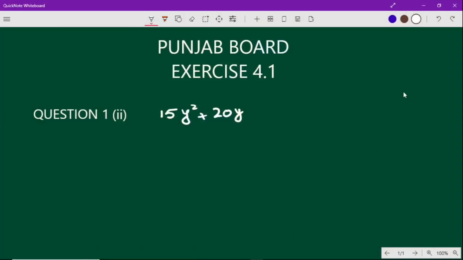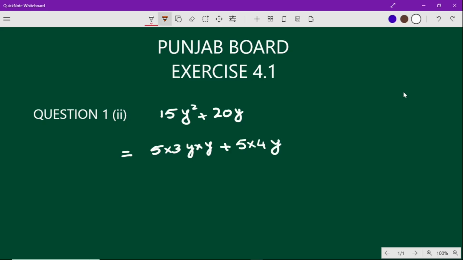This is exercise 4.1, question number 1 and part 2, Punjab Board. The question is 15y square plus 20y. In this question, you see that 15 and 20 are multiples of 5. So we can write 5 times 3 for the 15, and y square, you can split y square into y, and plus 5 times 4 for the 20, and y.